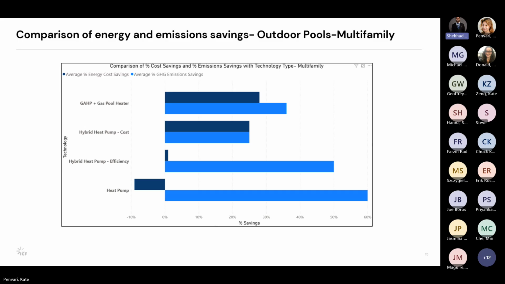And as expected, heat pump as well as hybrid heat pump when run on efficiency mode they both have the highest GHG emission saving potential compared to other two. Next.